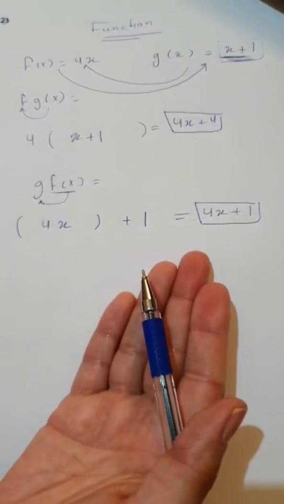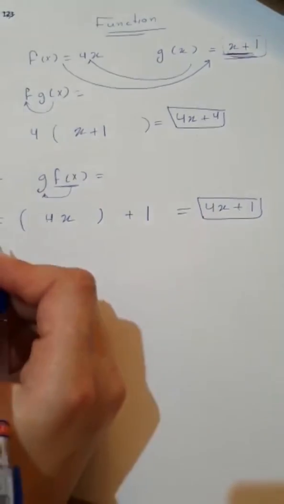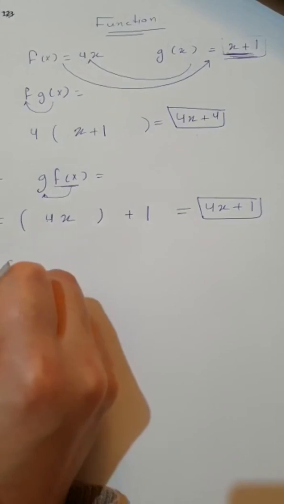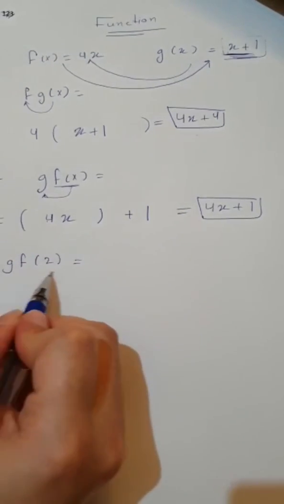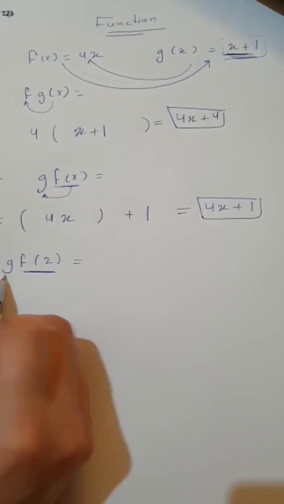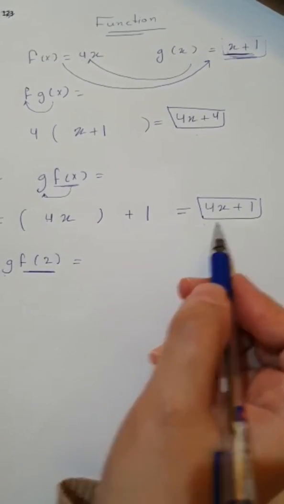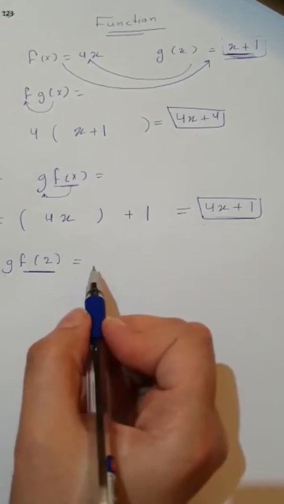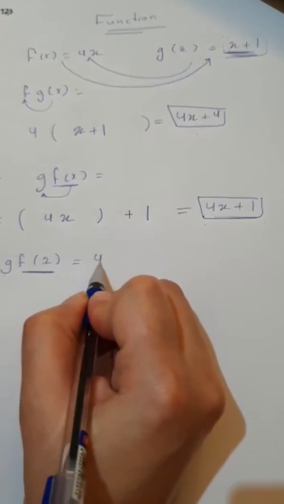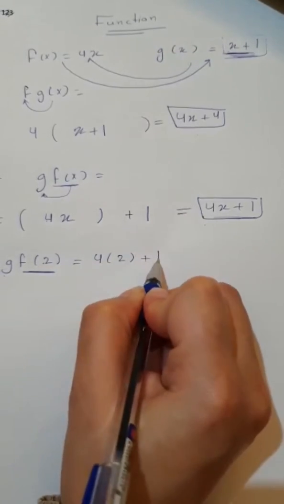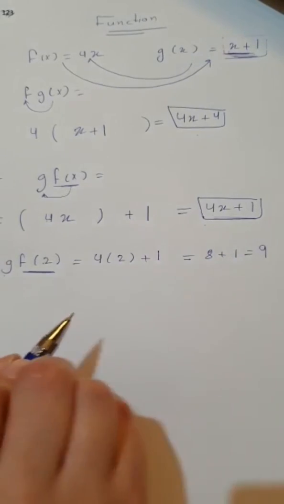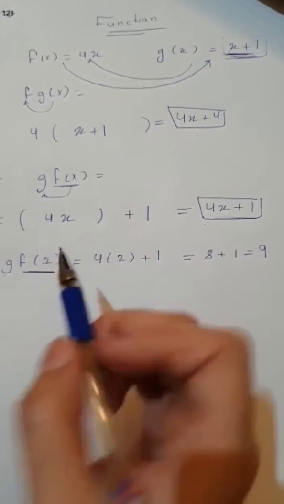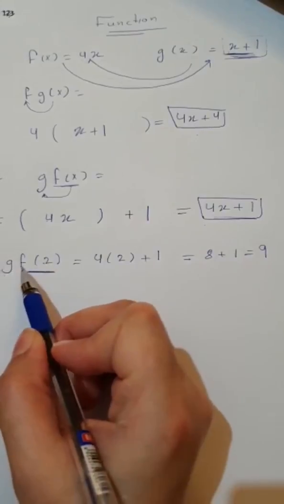And this is the meaning of the composite function. So anytime if they ask me, let's say, to find the value of g of f of 2, this means I need to put f of x inside g of x as I did before. And after that, in my answer I can replace x with 2. So it will become 4 multiplied by 2 plus 1, which is equal to 8 plus 1, which is equal to 9.